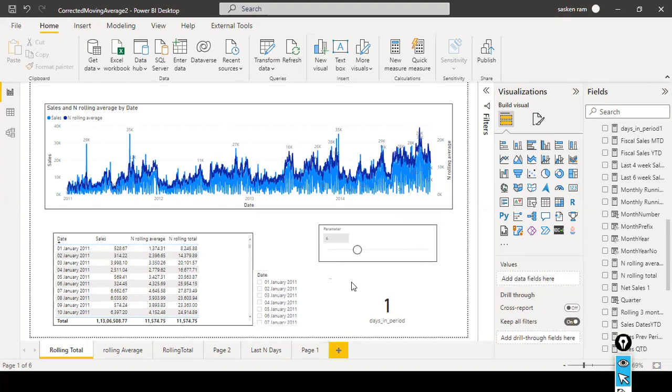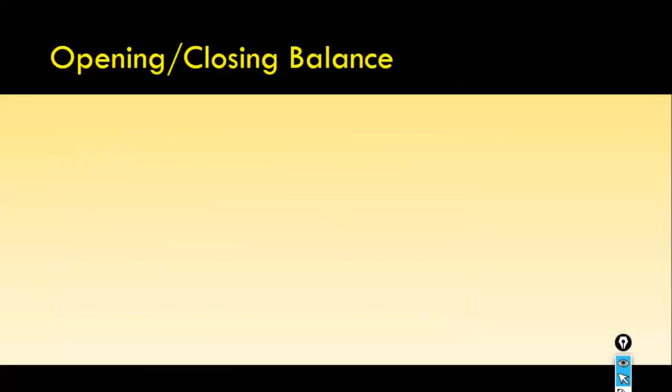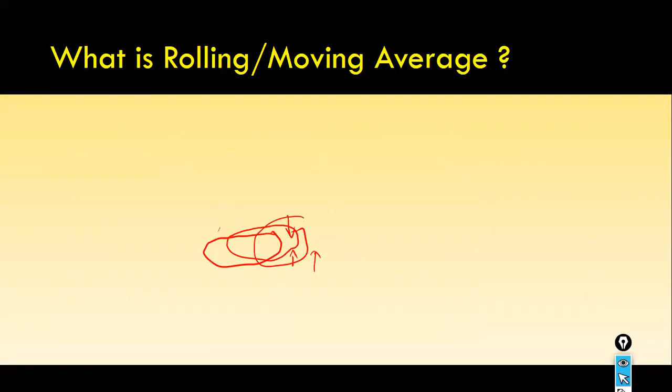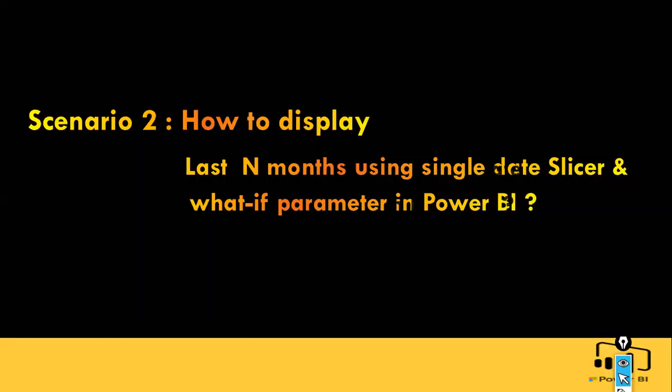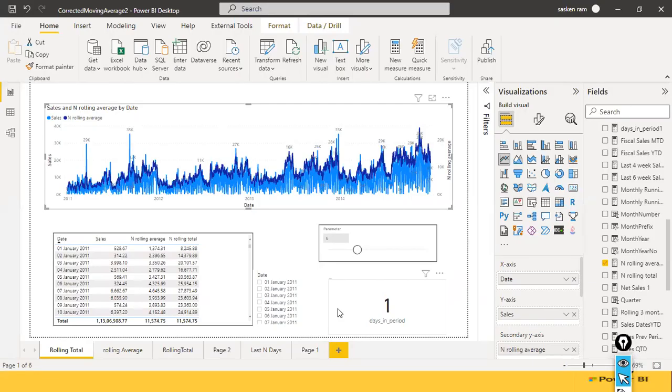Okay, and then the next scenario. There are scenarios where they will expect you to do this: how to display the last n months using a single date slicer and what-if parameter in Power BI. How can you do this? I want to select and show the last n days, n months, the last n months.